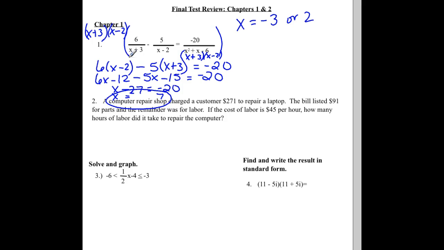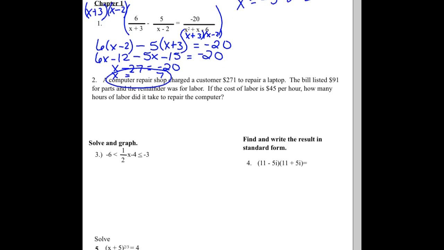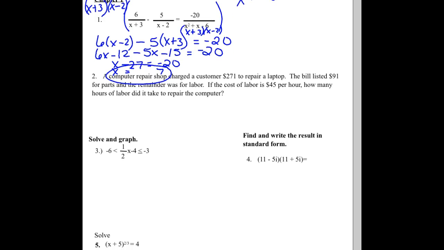Question 2. A computer repair shop charged a customer $271 to repair a laptop. The bill listed $91 for parts, and the remainder was for labor. If the cost of the labor is $45 per hour, how many hours of labor did it take to repair the computer? So total bill was $271, and that's split into pieces. We've got parts plus the labor. Well, parts was just a flat fee of $91, but the labor, we are told it's $45 per hour for x hours.